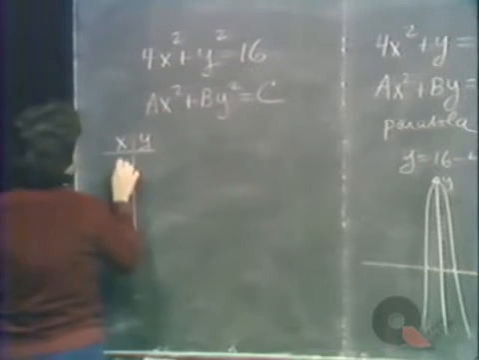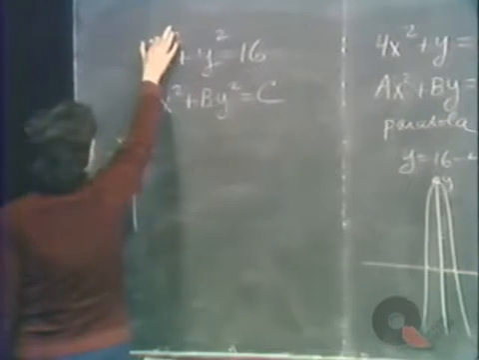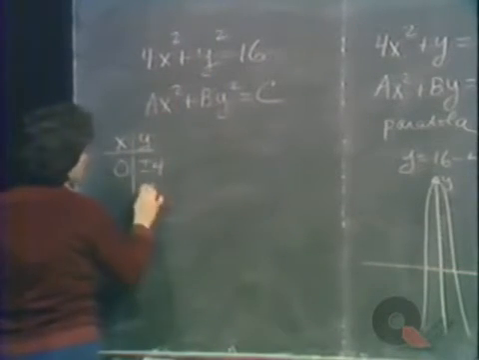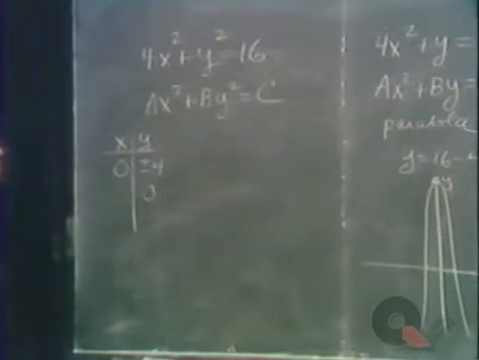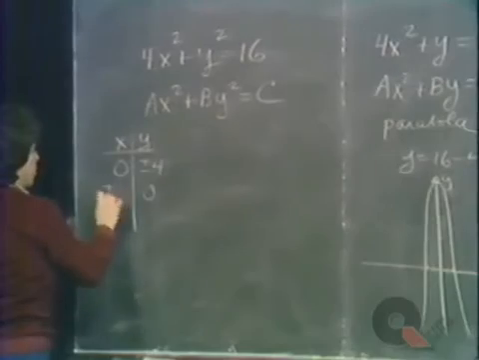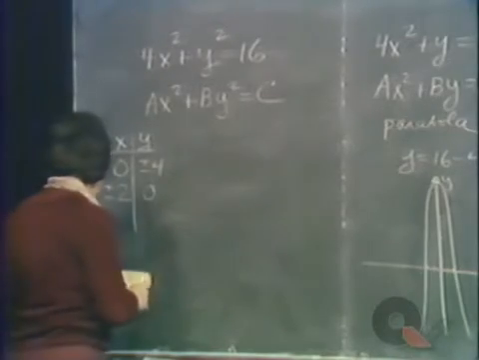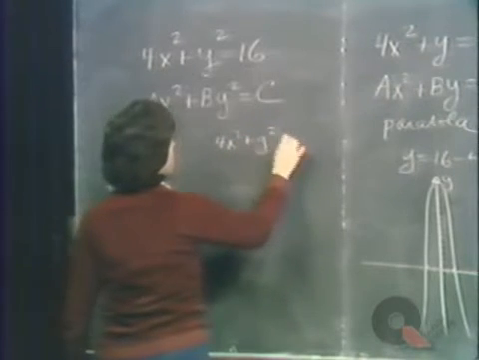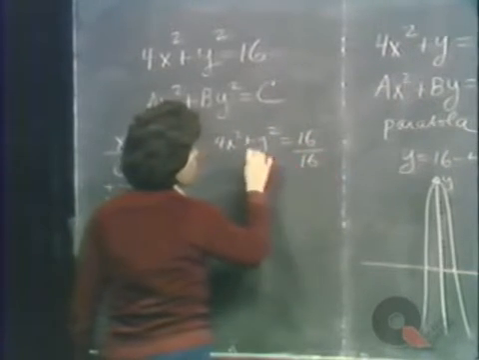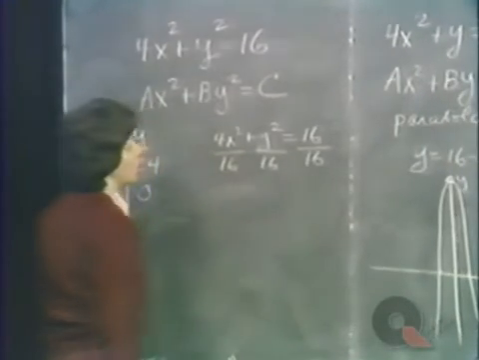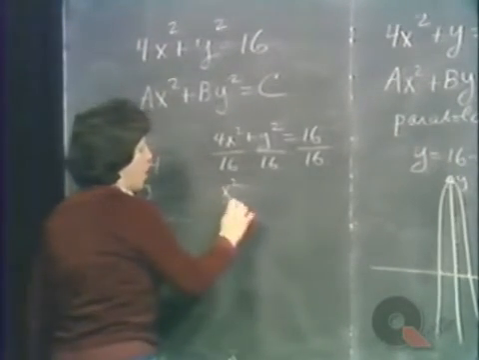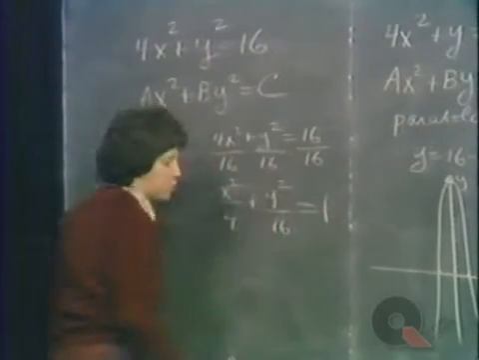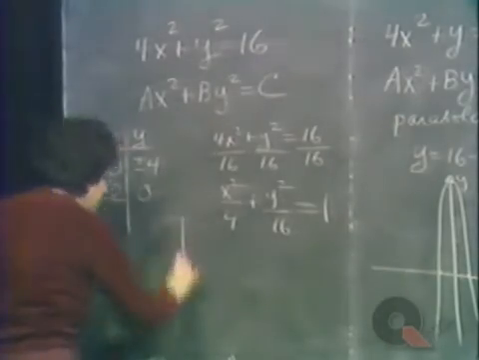If x is equal to 0, y squared equals 16, y is equal to plus or minus 4. If y is equal to 0, 4x squared equals 16, x squared equals 4, x is equal to plus and minus 2. If you wanted to, you can, of course, as we did in the tape on ellipses, divide both sides of this equation through by 16, giving us x squared over 4 plus y squared over 16 equals 1. And then you have the ellipse written in its more traditional form.